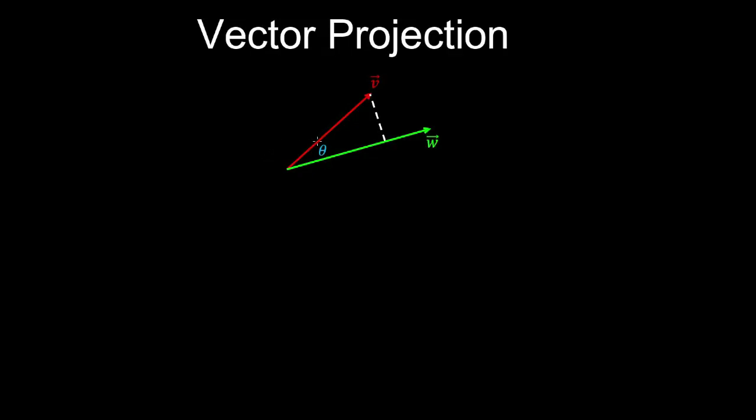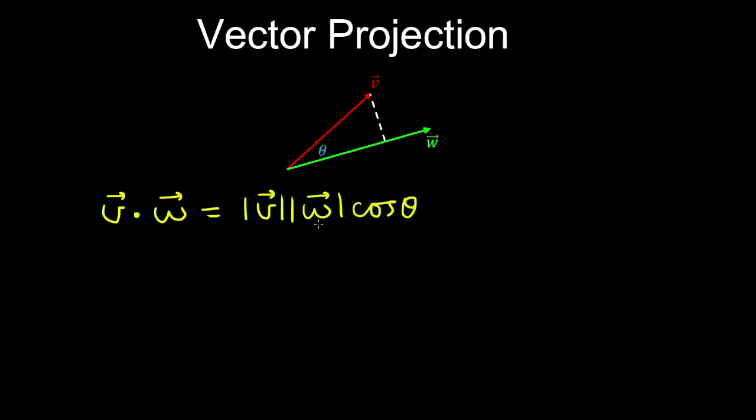We can use the dot product to compute the projection of a vector v on another vector w. So recall the definition of the dot product: v dot w is equal to the magnitude of v by the magnitude of w cosine theta, where theta is the angle between the vectors, and we can express v as the sum of orthogonal vectors, with one component parallel to w and the other component perpendicular to the vector w.